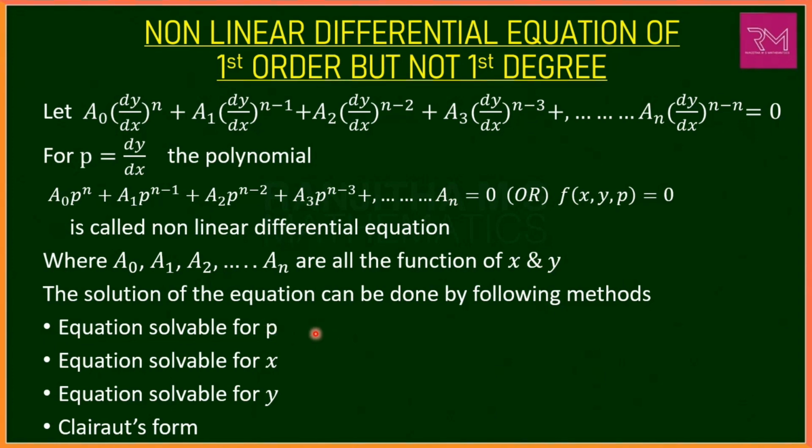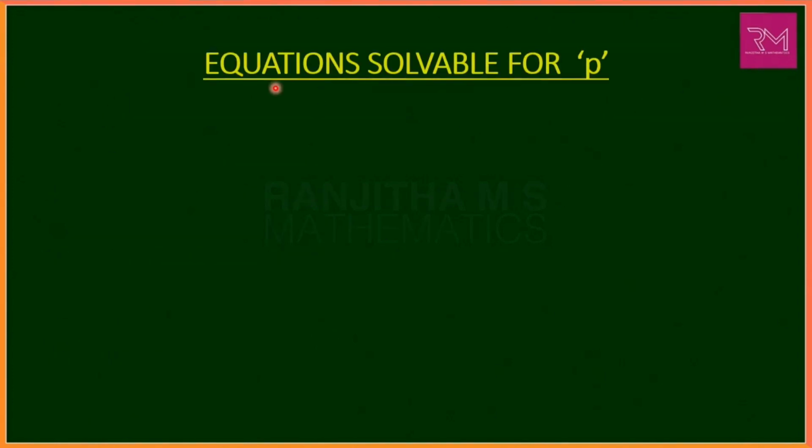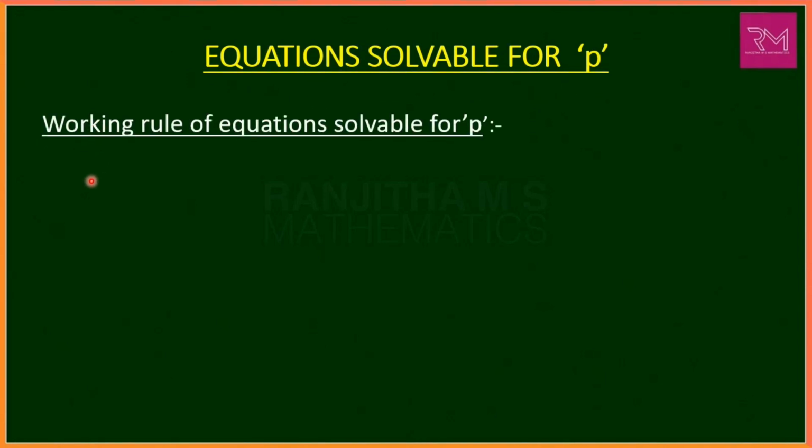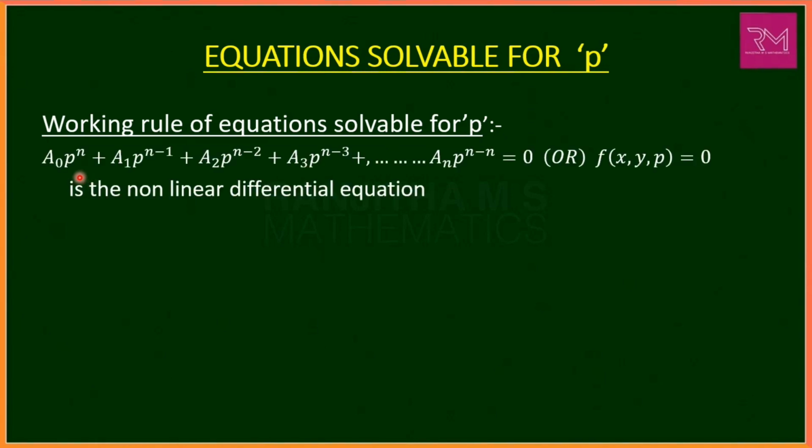With the help of this form, how to obtain a solution for a given nonlinear differential equation, that is equation solvable for p. First, let us see what are the working rules to solve the equation solvable for p. In the given problem, you have a nonlinear differential equation of the form a naught p power n plus a1 p power n minus 1 plus a2 into p power n minus 2 plus a3 into p power n minus 3 plus and so on, up to an, which is equal to 0. So this is a nonlinear differential equation. They will give a nonlinear differential equation.